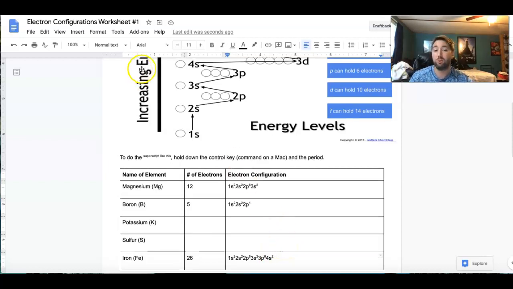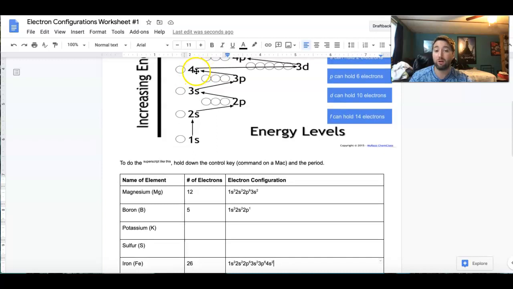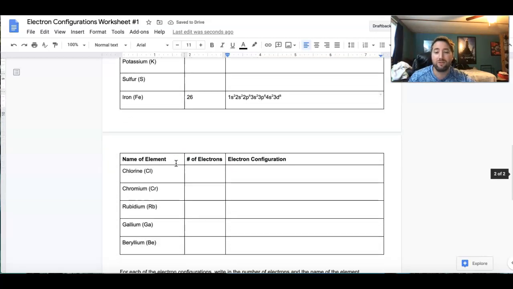Instead of going to 4p, we're going to go 4s to 3d. So I'm going to go 3d, and if you look up here, d can hold 10 electrons. So d can hold 10, so I'm going to put the leftover electrons, which is just 8, into this 3d. It can hold up to 10, but I only have 8 left over. So I'm going to do control and the period again and put in 8, and that's it. Alright, so those are the electron configurations.